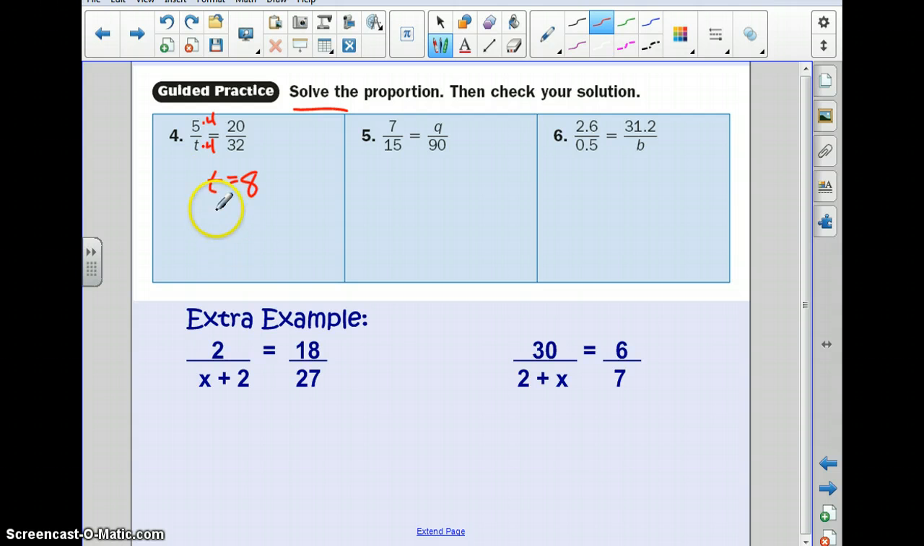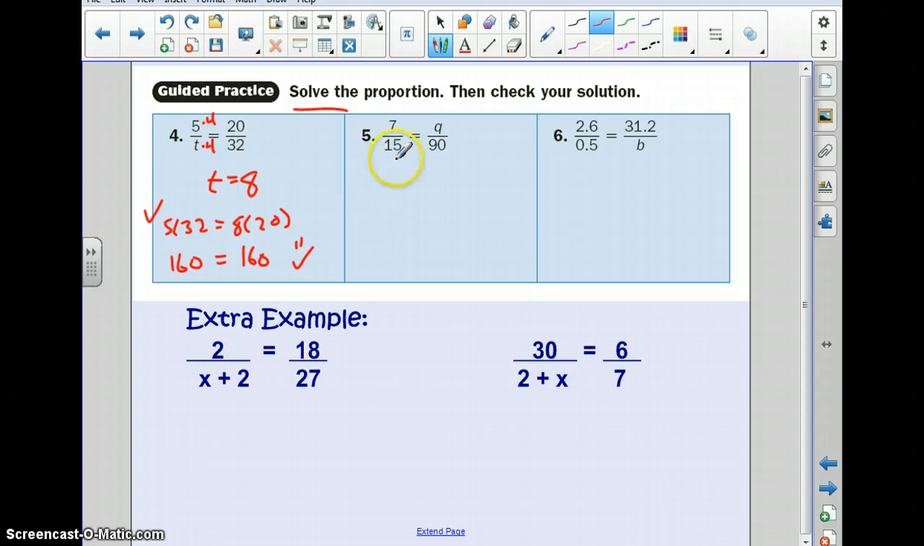Now, if I want to check this, I could do cross products. 5 times 32 has to equal 8 times 20. Well, 5 times 32 is 160. 8 times 20 is 160. So those worked out. I checked it right there. You're not going to check a lot of them on your homework, but there will be a few.